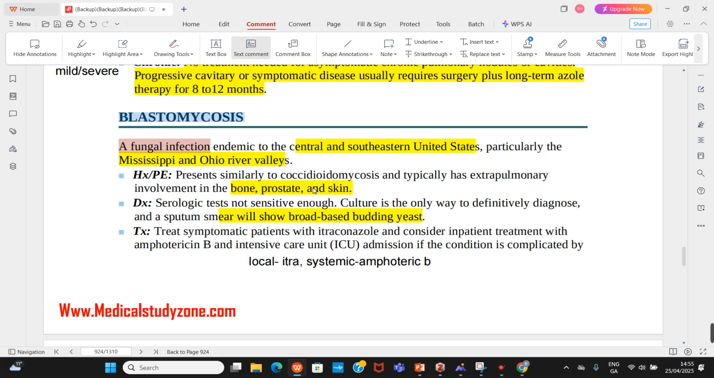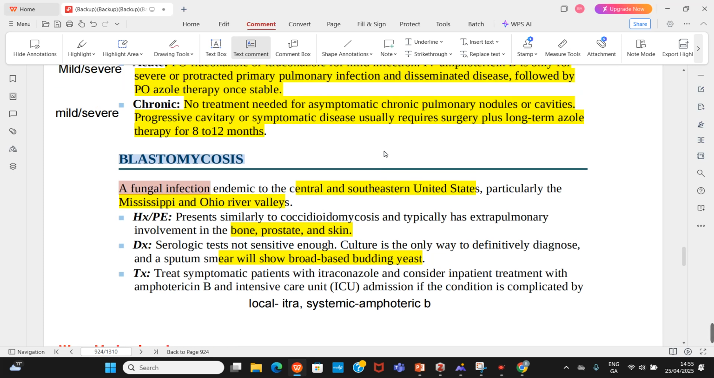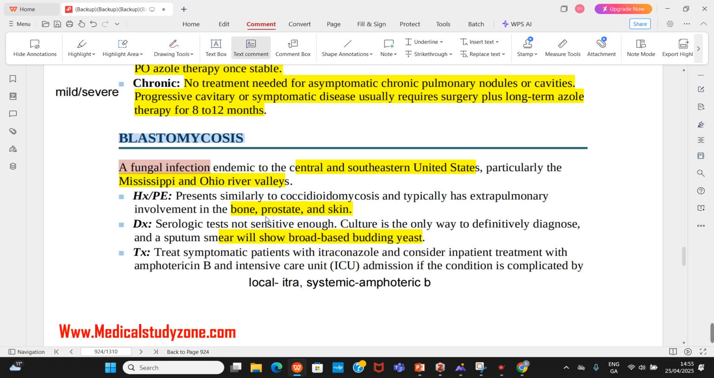So what about blastomycosis? Blastomycosis is another one, which is found in the central and the southeastern United States, in the same sites as histoplasmosis, the Mississippi and the Ohio River valleys. So this one typically goes to the bone, to the skin, and the prostate.